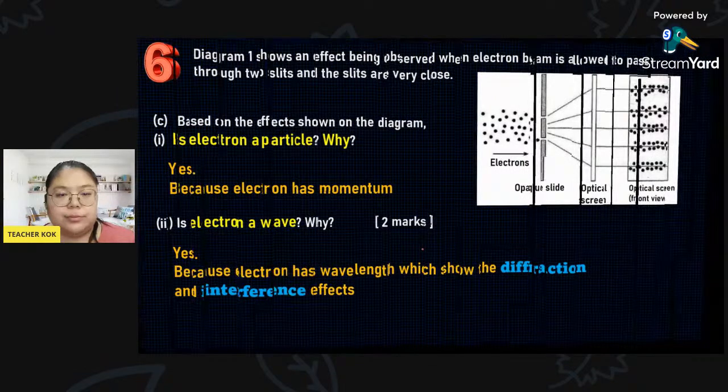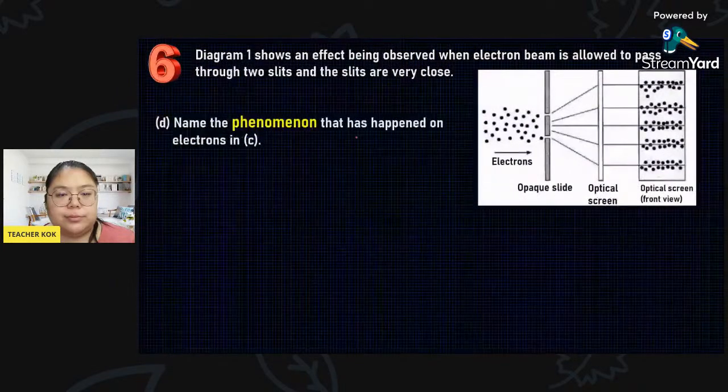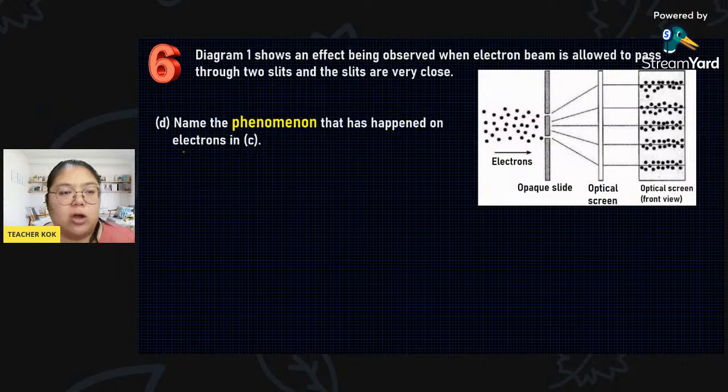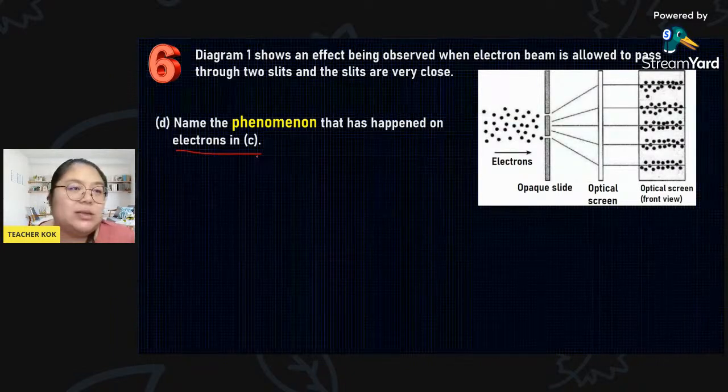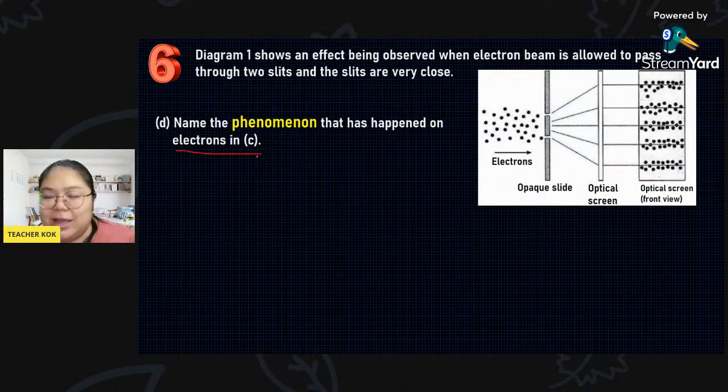Okay, we continue with question 6 again. Name the phenomena that happened on the electron in C. C just now, what is it? Particle and wave. Okay, now I want to combine these two together. Kaiguan, you actually forget it. Now you concentrate on your working. You no need to remember all this already. This one is just learning for the Form 4 or Form 6 students.